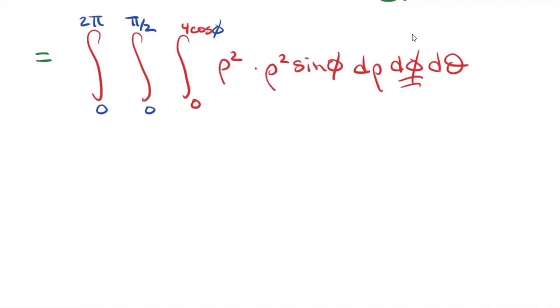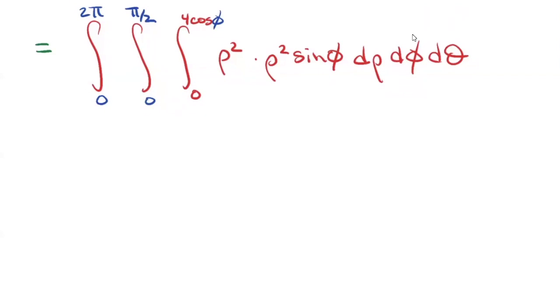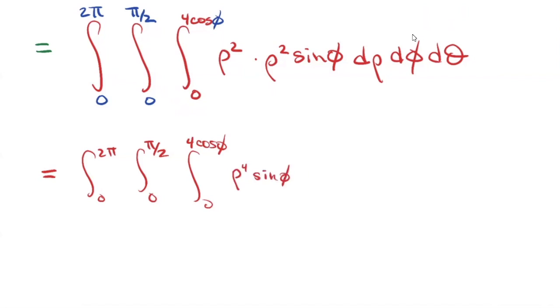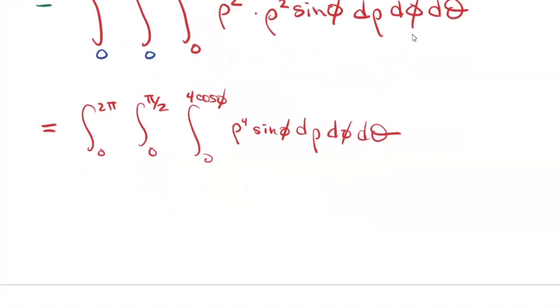Okay, so let's go ahead and evaluate this triple integral in spherical coordinates. Pretty straightforward. Integral 0 to 2 pi, integral 0 to pi over 2, integral from 0 to 4 cos phi of rho to the 4th times sine phi, d rho, d phi, d theta. The sine phi can actually come out of one integral if you want. It's up to you.